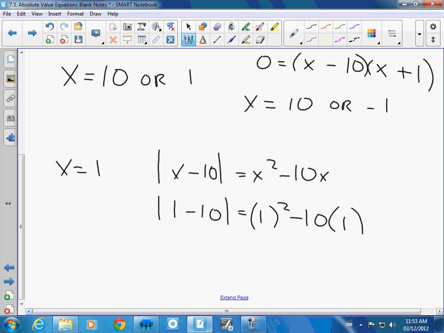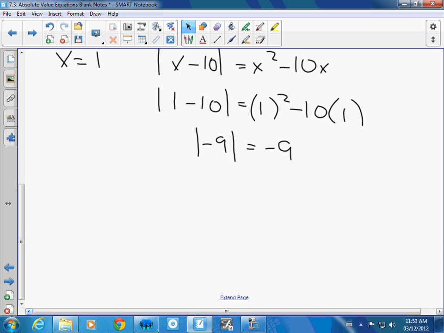Once you get to this step, you could probably start doing a lot of this in your head. What's 1 minus 10? Negative 9. Absolute value of negative 9. Oh, here, let's write it out just so we have it. 1 minus 10 is negative 9. Well, can we stop right there? Why can we stop right there? Is there any way you can take an absolute value of a number and get a negative? Is that possible? No.